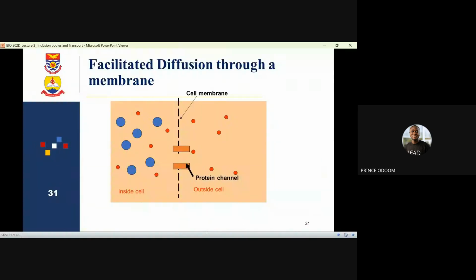So let's look at this as well. You see facilitated diffusion. You see the protein channel. When we did the first counting, how many larger blue balls do we have? Can we count? Okay, Philemon. Please, there are 6.